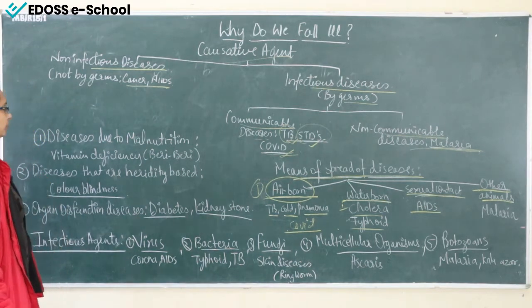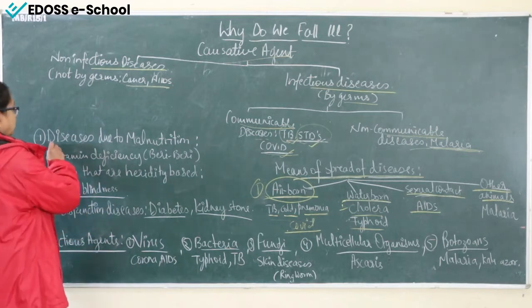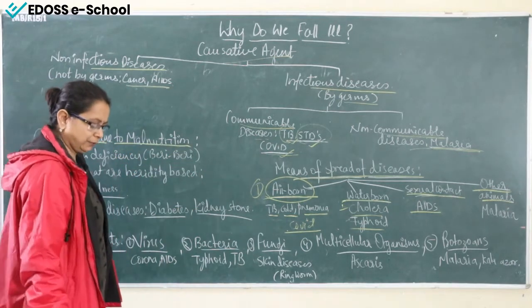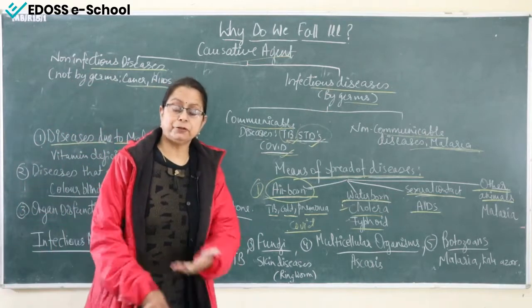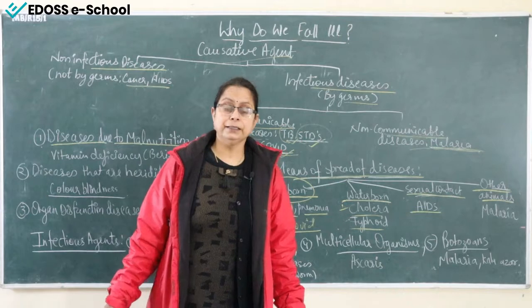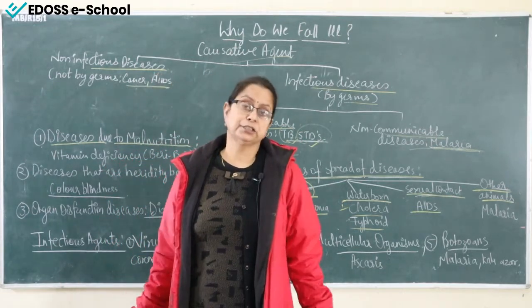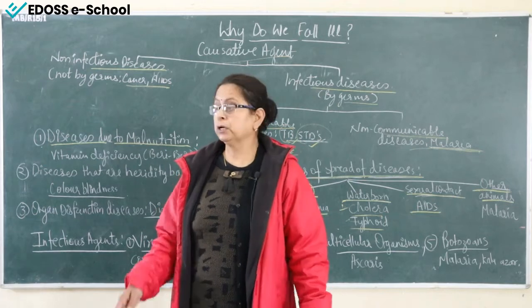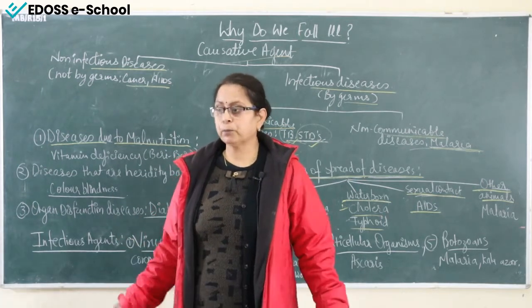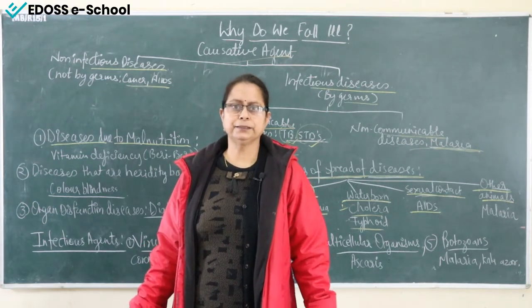Now, some more things to remember. First, diseases due to malnutrition. Nutrition means when we get the proper diet. If a person is having a proper, balanced diet, then the person is having proper immunity, and he or she is not suffering from any diseases because the body is perfectly fine. Proper nutrition the body is getting, so why would he suffer from any diseases?